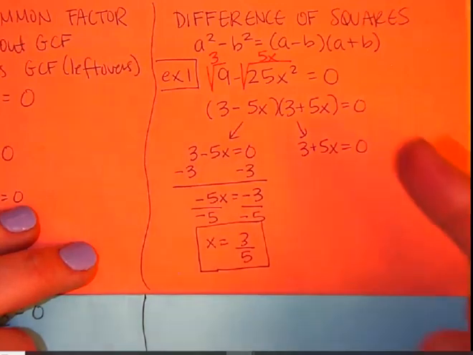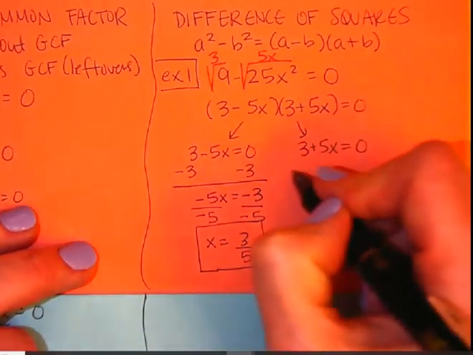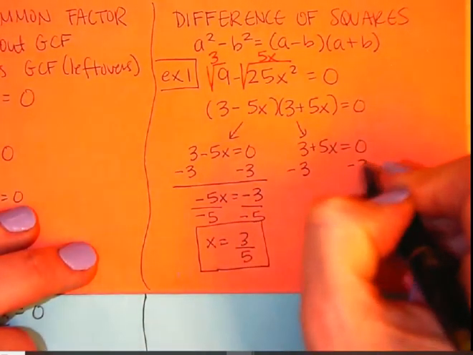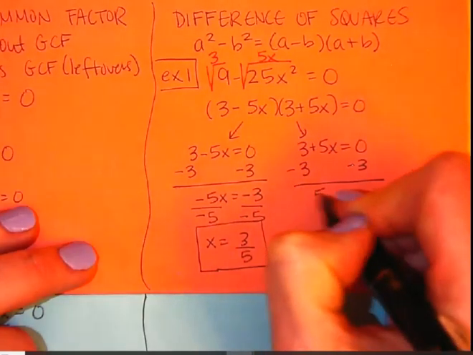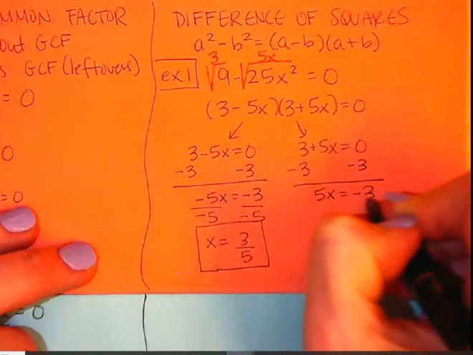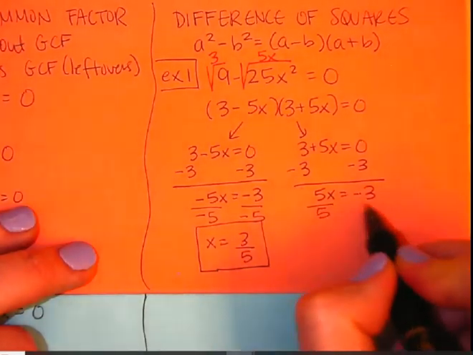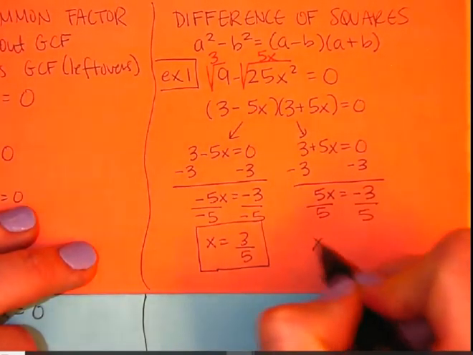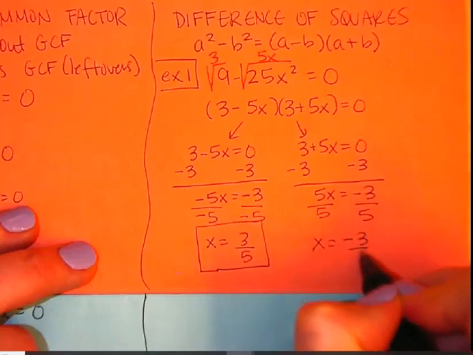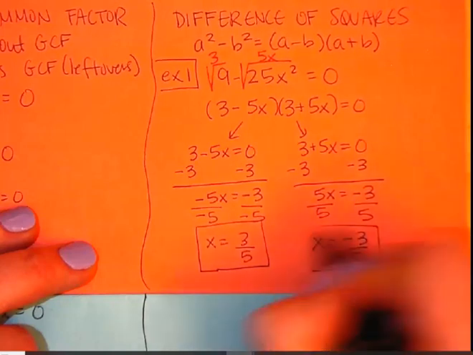And then the second equation works the same way. You start by subtracting 3. And then this time I'll divide by a positive 5. And x equals negative 3/5.